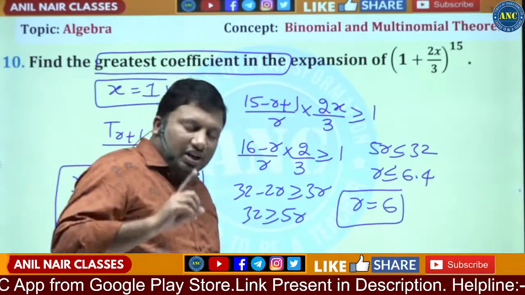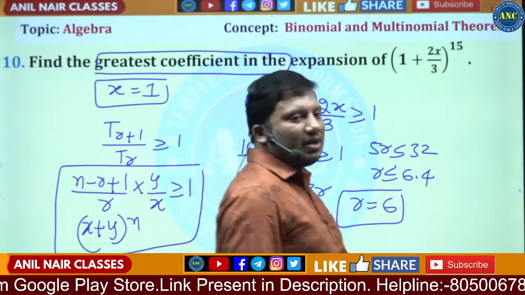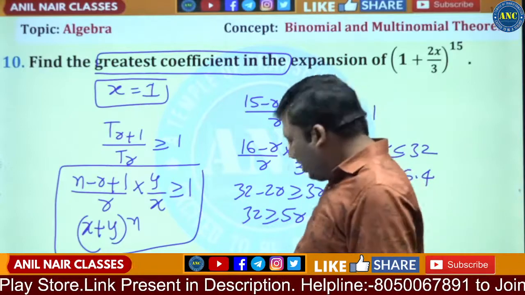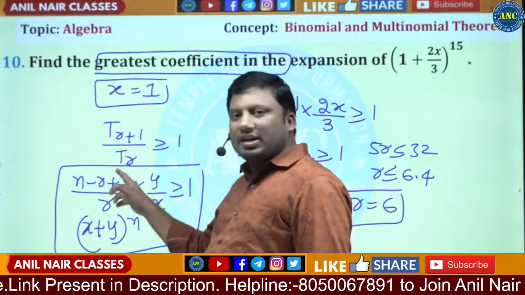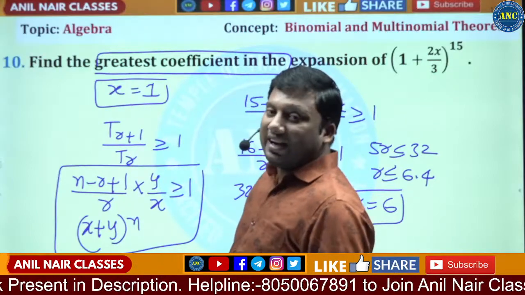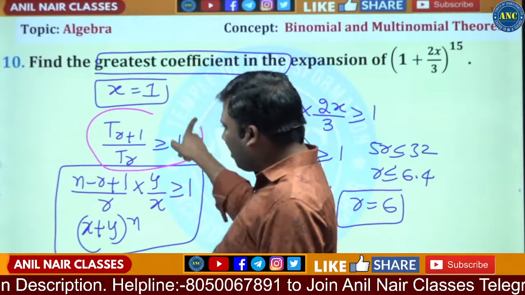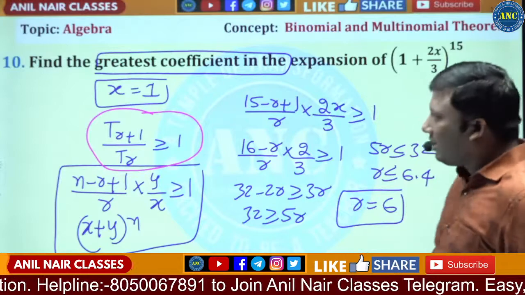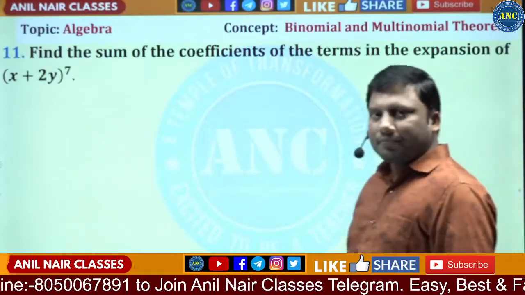T(r+1) by T(r) is given by (n minus r plus 1) by r into y by x in the expansion (x plus y) power n. So if the second term is greater than the first term, obviously the second will be the greatest coefficient. I am using the concept of T(r+1) by T(r) being greater than or equivalent to 1. 10th one, I hope the idea is clear.